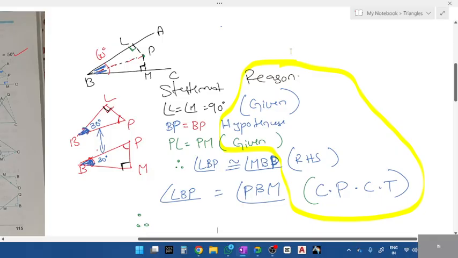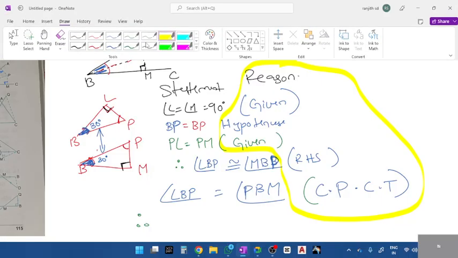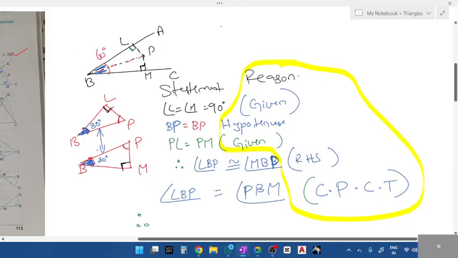This is how you solve a congruent question. Angle L is equal to angle M, given. BP is equal to BP, hypotenuse. The two triangles are congruent under RHS. Therefore, these two angles are equal under CPCT, corresponding parts of congruent triangles, and therefore BP is an angle bisector. Therefore, BP is the angle bisector.